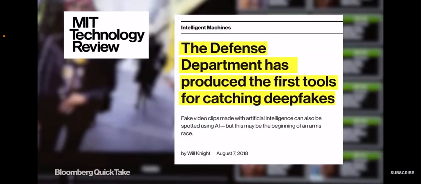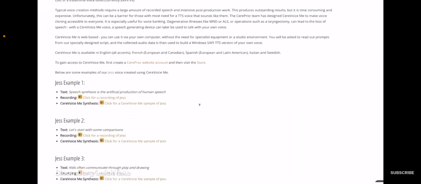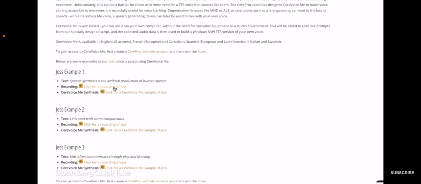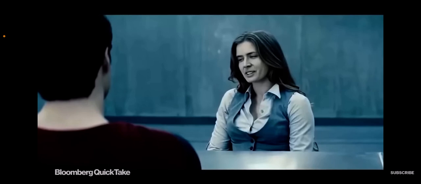Fake videos can also be difficult to detect, though researchers around the world and at the US Department of Defense have said they're working on ways to counter them. Deepfakes do, however, have some positive uses. Take Cereproc, a firm that creates digital voices for people who lose theirs from disease. Speech synthesis is the artificial production of human speech.